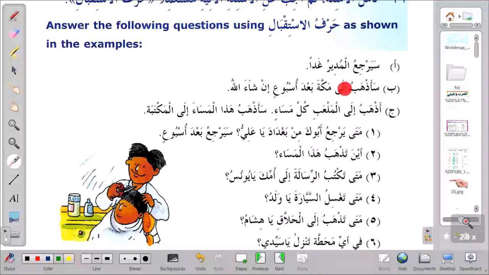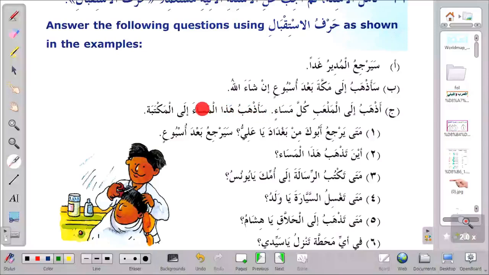سأذهب إلى مكة بعد أسبوع. سأذهب, I will go. إلى مكة بعد أسبوع, to Makkah after a week, إن شاء الله. أذهب إلى الملعب كل مساء. I go to the mal'ab, the playground. It could be the stadium or whatever, where to play. كل مساء, every evening.